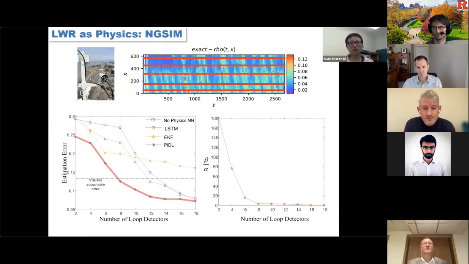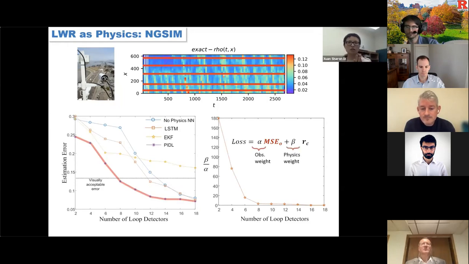And the right-hand side is another figure. The x-axis is still the number of loop detectors, but the y-axis is the ratio of beta over alpha. So if I refresh your memory, alpha is the weight in front of observation discrepancy. Beta is the weight in front of physics discrepancy or residual. So this ratio represents how much the physics play a role in training a neural network. You can see as the number of training data grows, the role that physics plays also diminishes. However, when there are only 2 or 4 loop detectors, which means there is very sparse data, the physics play a bigger role to train a better model.